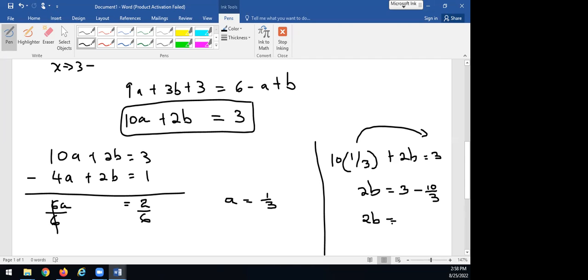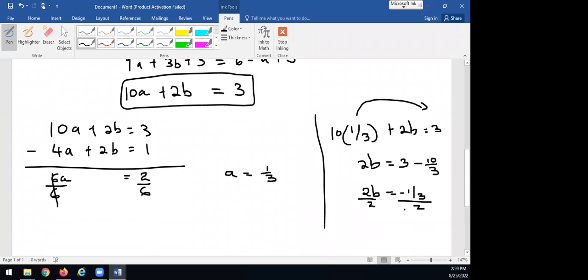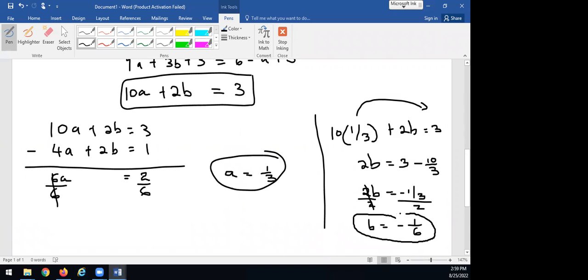10 over 3 is the same thing as 3 and 1/3. So I think we're going to have negative 1/3. Yep. And then divide both sides by 2. What's negative 1/3 divided by 2? Negative 1/6. Negative 1/6, yep. So A is 1/3 and B is negative 1/6.